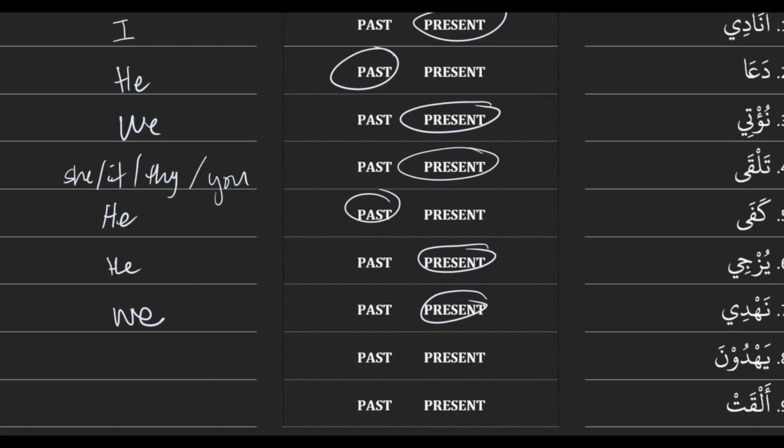Yahduna. This is normal. It looks normal, so una at the end, ya at the beginning is present tense, and they. Alqat. Again, this is normal. At is a past tense indicator for hiya, she, it, they.